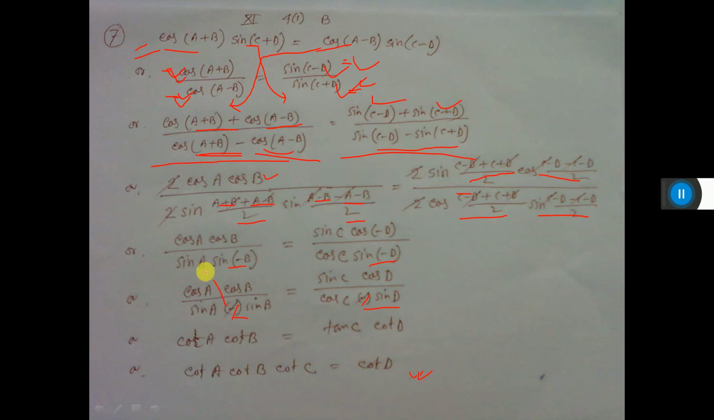Now see, cos by sin is cot, cos by sin is cot b, sin by cos is tan c, cos by sin is cot d. Now this tan goes 1 by tan c, that will be cot c; tan c goes down, that is 1 by cot c, and 1 by tan c means cot c. So the left hand side equals this, that is the required proof, so it is done.